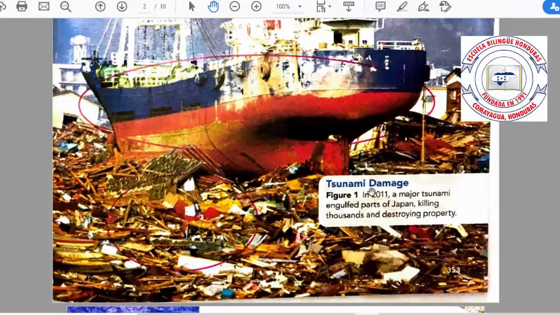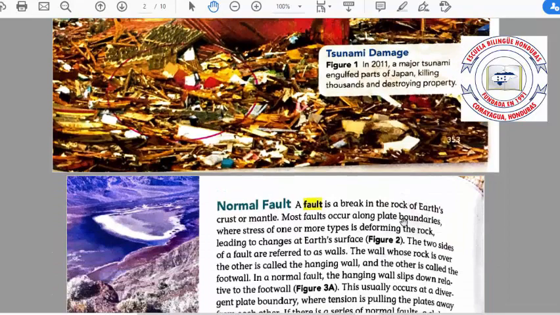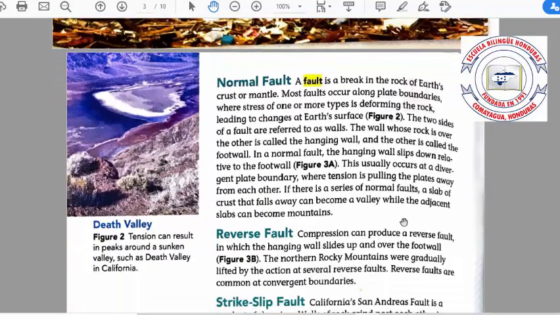You have a picture over here. Tsunami damage, figure 1, was in 2011. A major tsunami engulfed part of Japan, killed thousands of people and destroyed a lot of property. Okay, we're going to talk about the faults. We have three different faults.